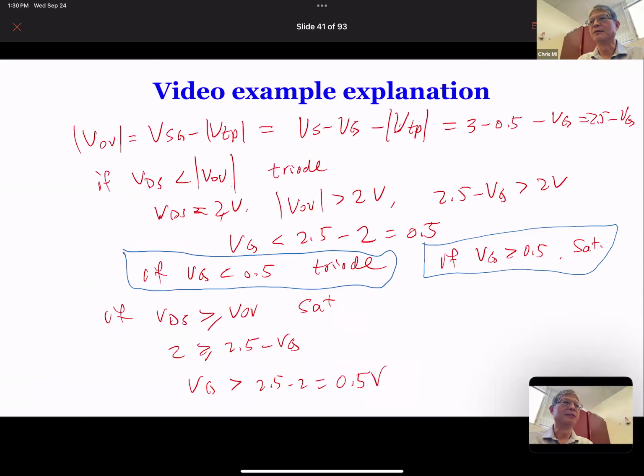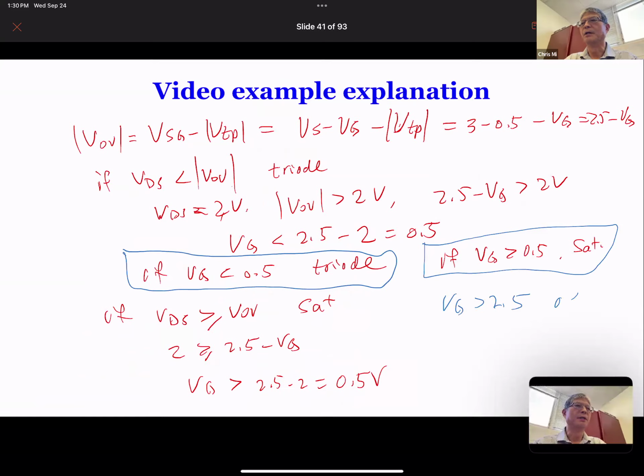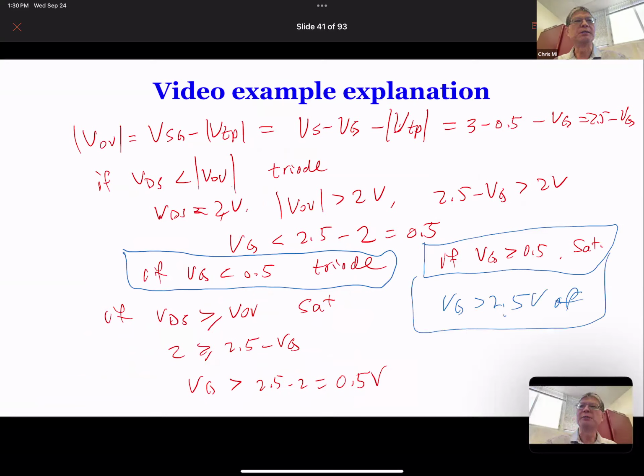So we can write this down. If Vg is larger than 2.5, it's going to be off. So if Vg is too big, too close to Vs, it's going to be off. So there are 3 conditions now we have found for this particular parameter.